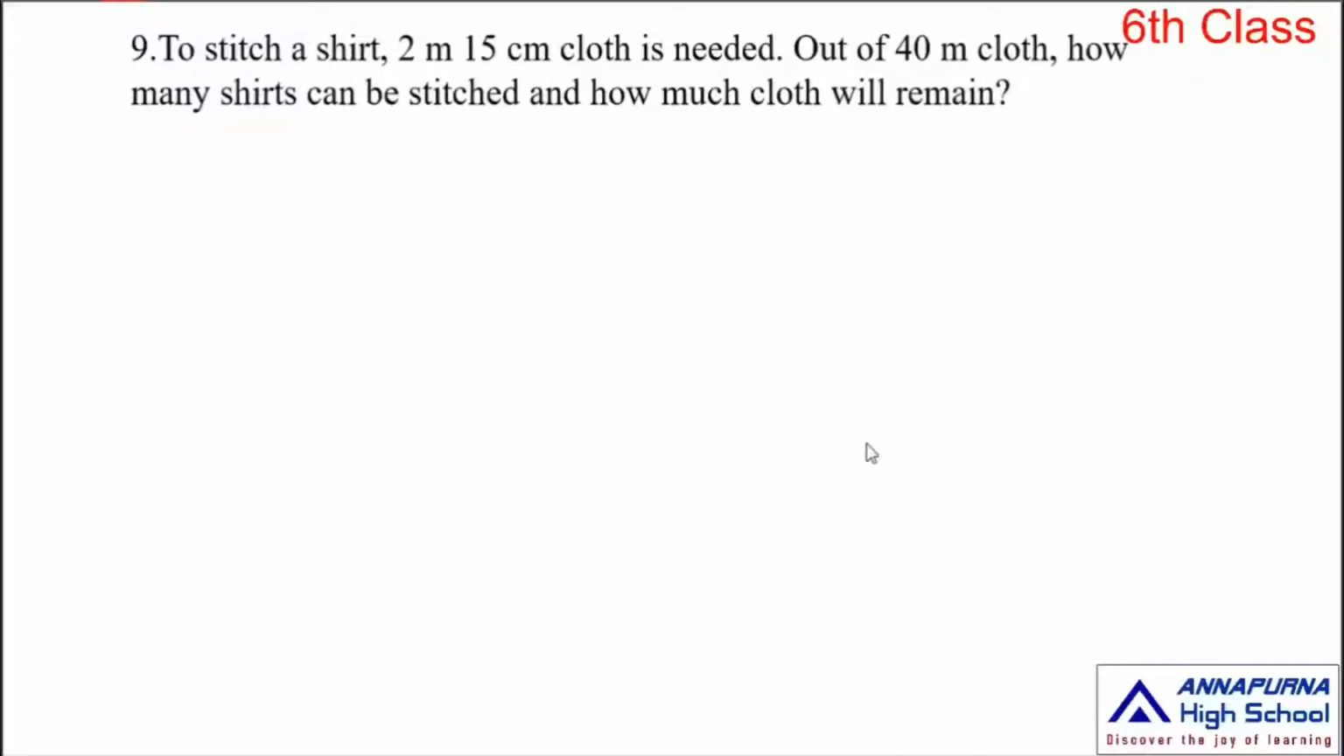Let us start the solution. Before doing this problem, in any calculation the units must be the same. Okay, let us start the solution.